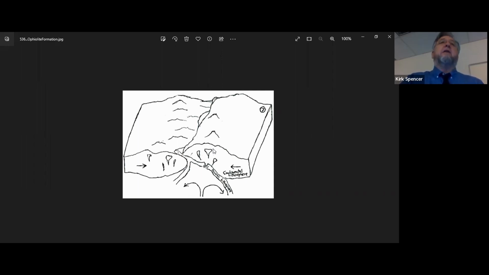Ophiolite is a section of rock that may be 20 or 30 miles long and 10 miles wide that they find in the top of the mountains, but it doesn't look like any of the other rocks on the mountains. It's completely different, completely out of place. And ophiolites always have the same structure.